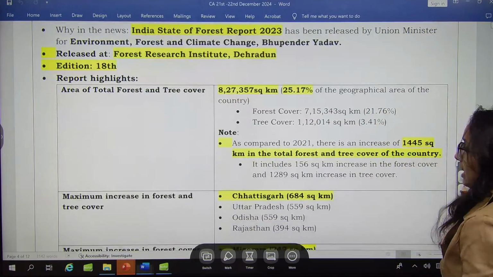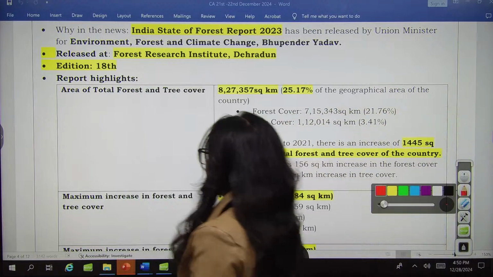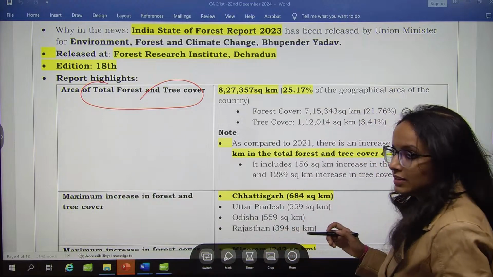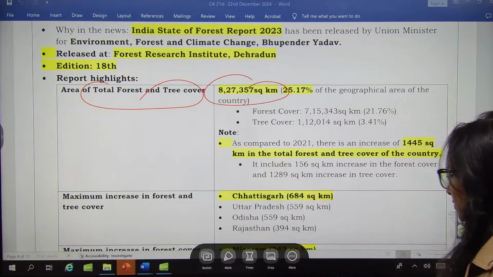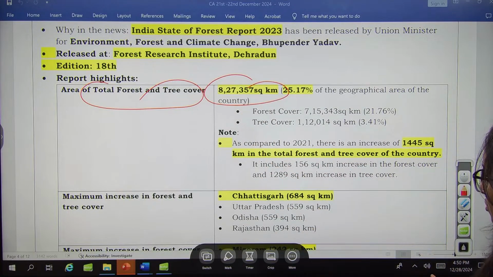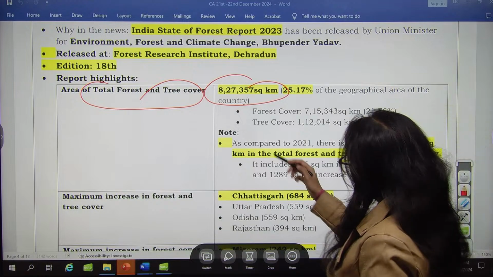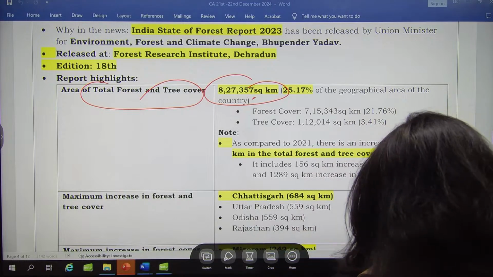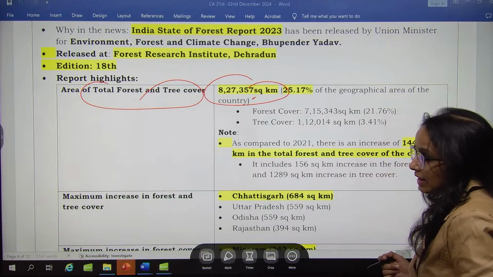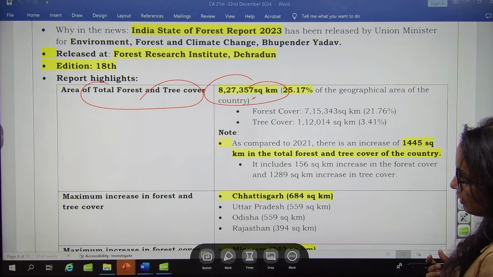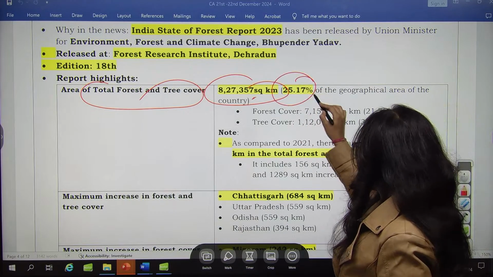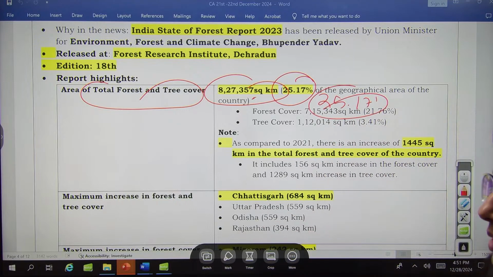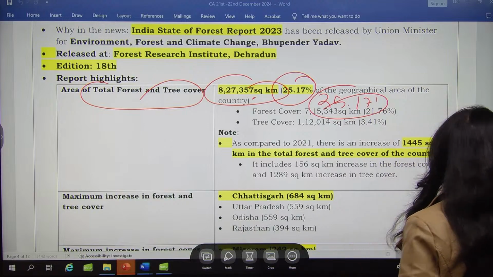Highlights, if you see, area, total forest and tree cover. Total forest and tree cover area in India stands to be how much? 8,27,357 square kilometer. Remember this figure as well. There is no doubt that this number is again important. Although it is difficult to remember, if you can, it will be better. So 8,27,357 square kilometer, which is 25.17% of the geographical area of the country. This percentage is also important. Remember, this is approximately 25.17%.